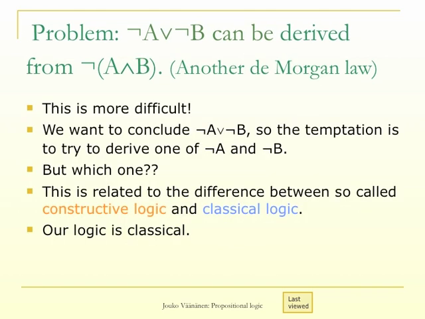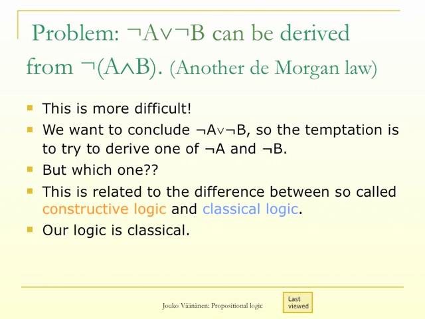Second problem. Negation A or negation B can be derived from negation left parenthesis A and B right parenthesis. Another example of the so-called De Morgan law. This is actually a more difficult derivation than the previous. We want to conclude not A or not B, so the temptation is to try to derive one of not A and not B. But which one?